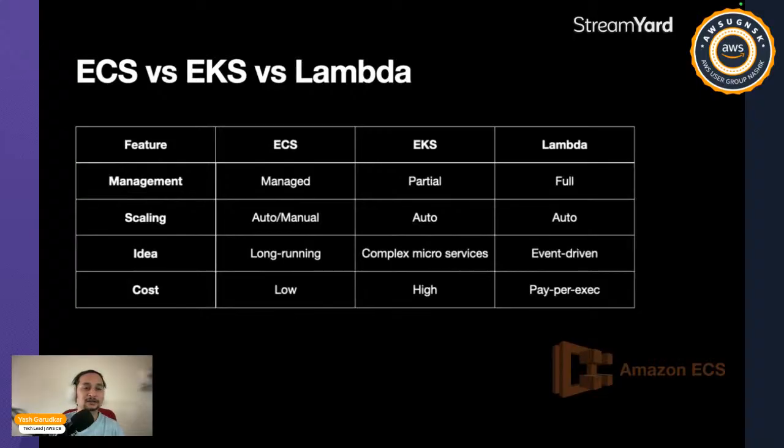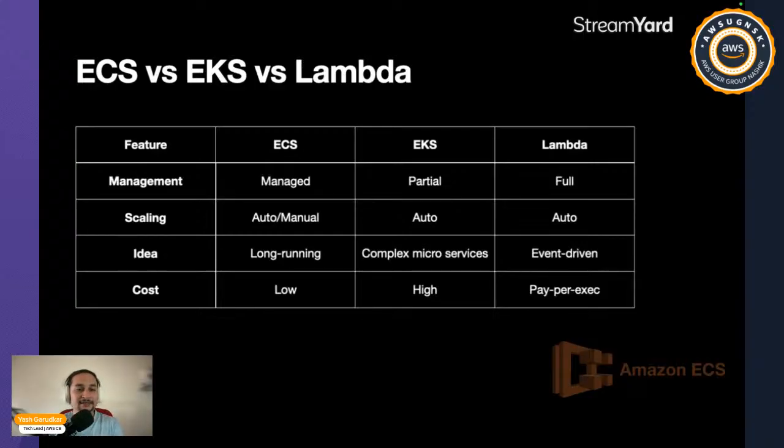Now let's take a look at these three services, and what is the difference between them. So ECS, EKS, and Lambda. ECS is the Elastic Container Service. Similarly, EKS relates to Kubernetes. And finally there is Lambda, which is your serverless functions. So at management level, ECS is managed completely by AWS. When we look at EKS, the Kubernetes service, it is partially managed by you and partially by AWS. And Lambda is fully managed by AWS. You have to write your own function, and it gets completely managed by AWS, right?